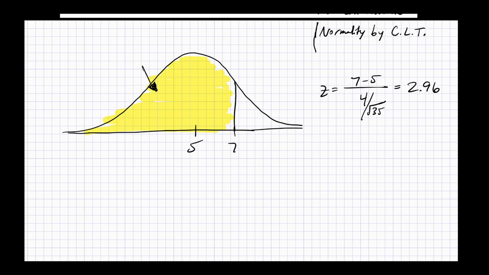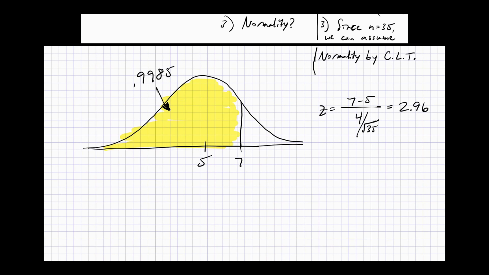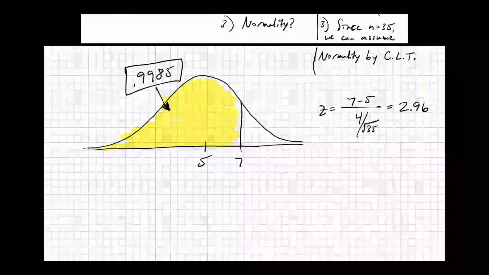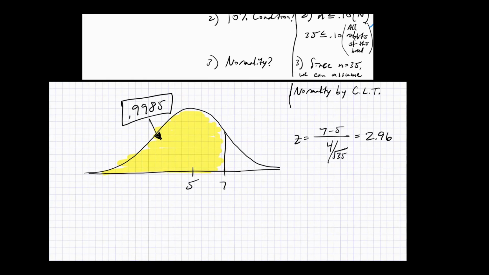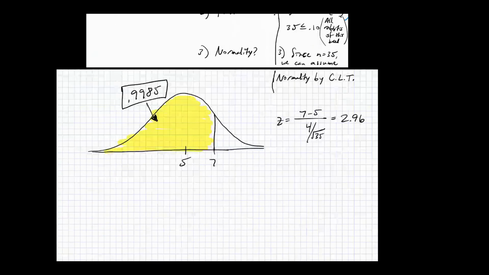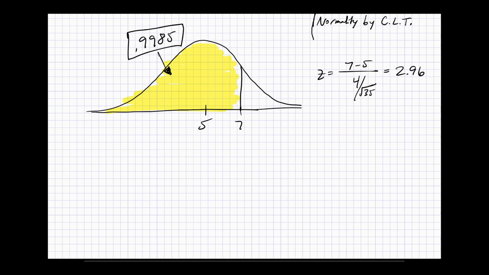Okay, so we go to our z-score table, and what do we get? 0.9985. Pretty high, almost 100%. Almost near certain. Okay, the last thing is summarize it. Summarize that number.